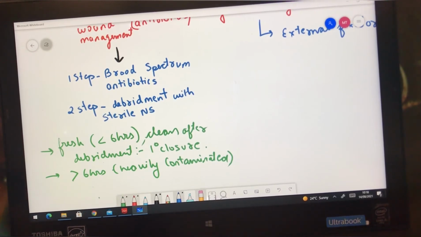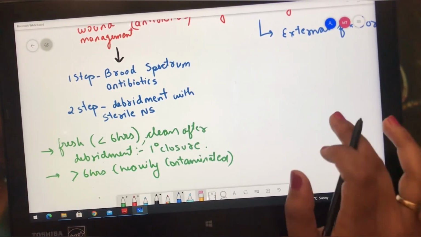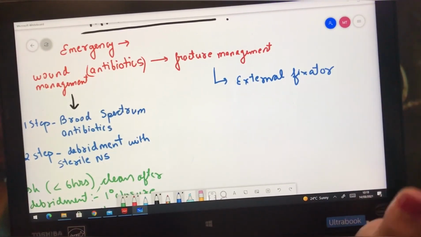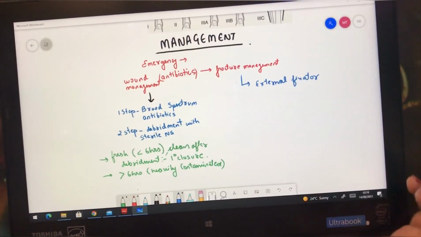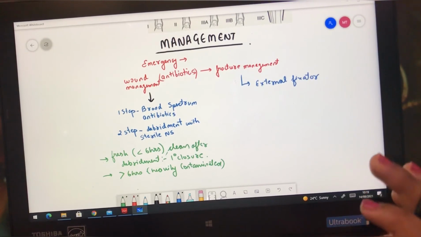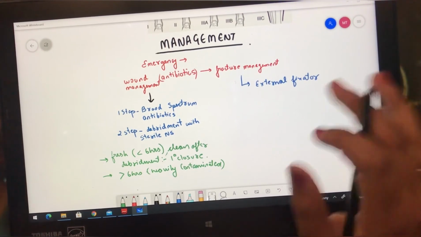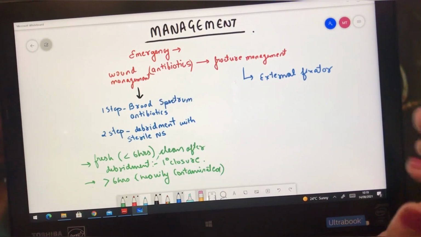But if the wound is more than 6 hours old and heavily contaminated, so there is no proper debridement, cannot approximate the wound, and there are associated nerve injuries, always do a delayed primary closure. And after this, go for fracture management. For fracture management, we can use external fixators. About the management of fractures, we will talk in more detail in the next videos, how we can manage fractures and what types of external fixators we can use. So this is just an introduction to how you will do it in case of emergency.